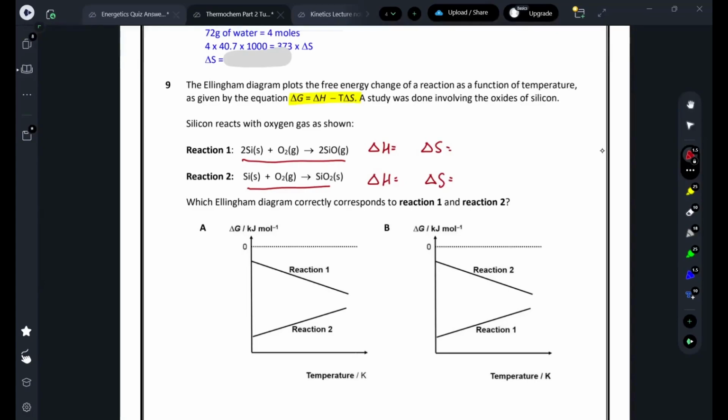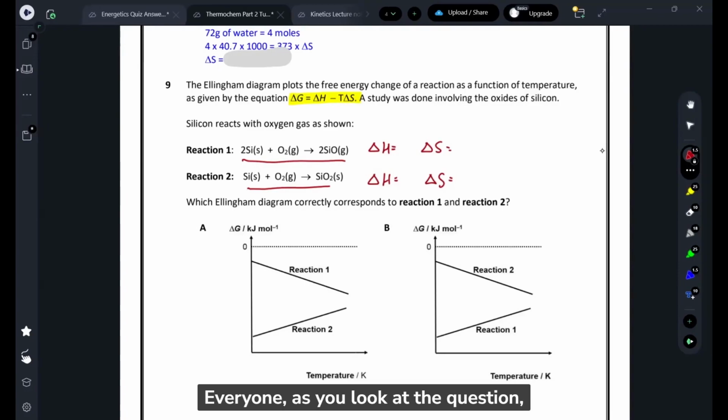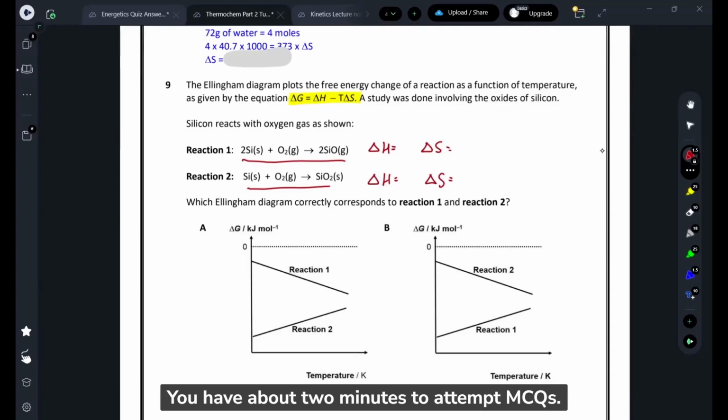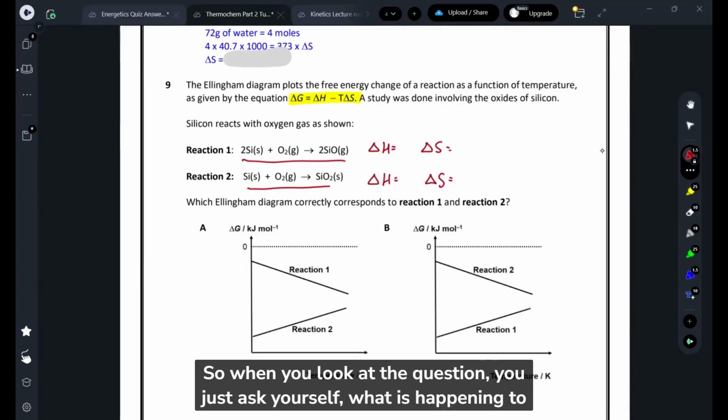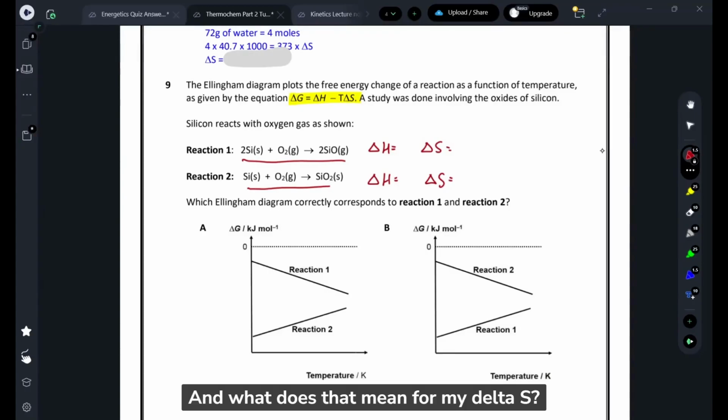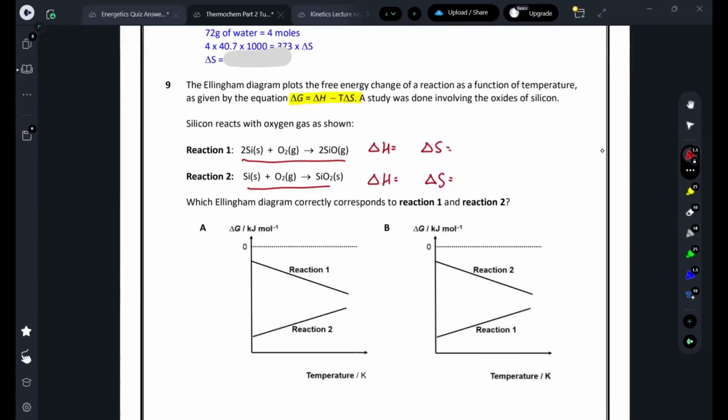Okay, everyone, as you look at the question, come to a conclusion. You have about 2 minutes to attempt the MCQs. So when you look at the question, you just ask yourself, okay, what is happening to the physical states? And what does that mean for my delta S?